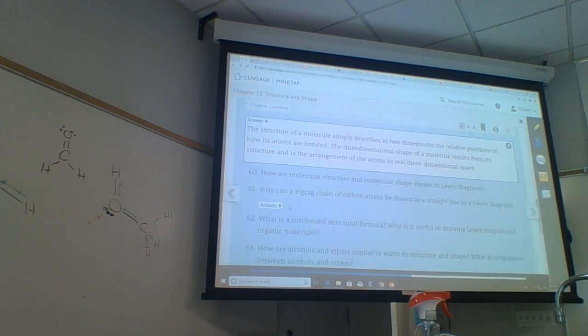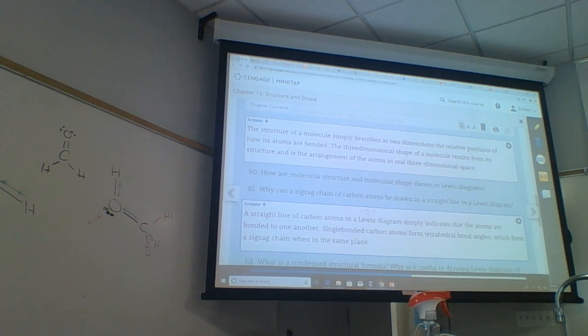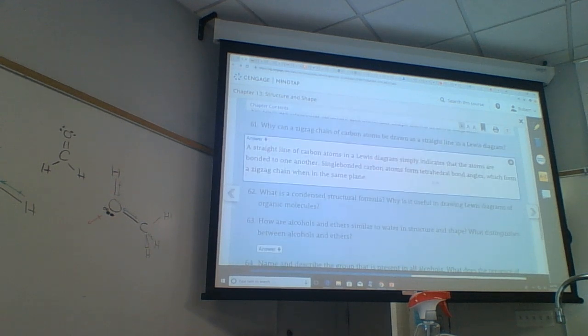We could draw a 3D Lewis diagram, or what they call the wedge and dash diagram. Why can't a zigzag chain of carbon atoms be drawn as a straight line in the Lewis diagram? Because Lewis diagrams need not show the angles. We're going to get a zigzag chain when we have, let's say, a chain of carbon atoms like this. If I look from the top, it depends on the perspective. If I look from the side, I see the zigzag. But if I look straight down, from the top, it doesn't look zigzag. It's going to be straight.